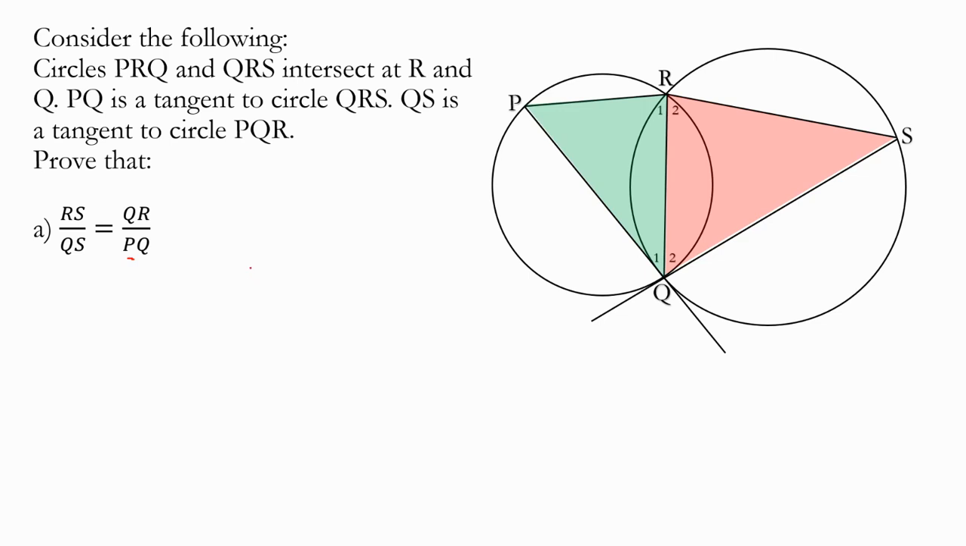Circles PRQ and QRS intersect at R and Q. PQ is a tangent to circle QRS, and there we have tangents and chords, so it should be the tan chord theorem somehow. QS is a tangent to circle PQR. Again, we expect to use the tan chord theorem. Let's try to do that.